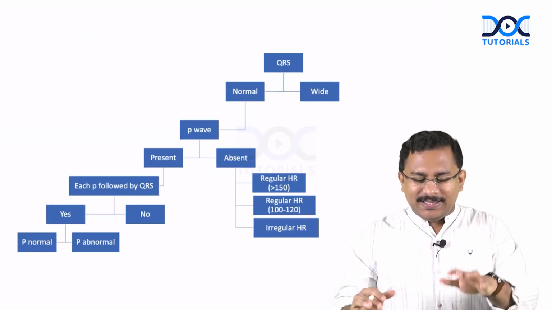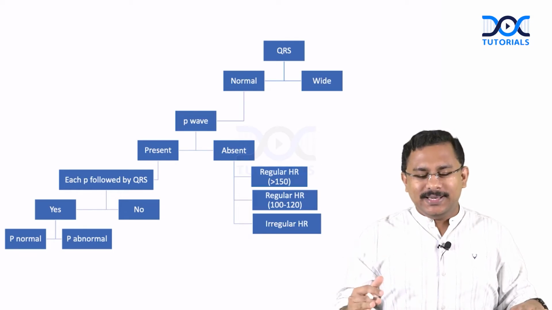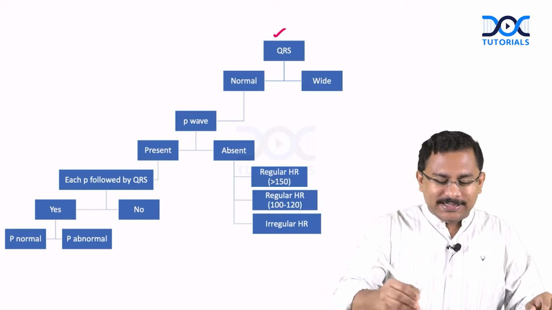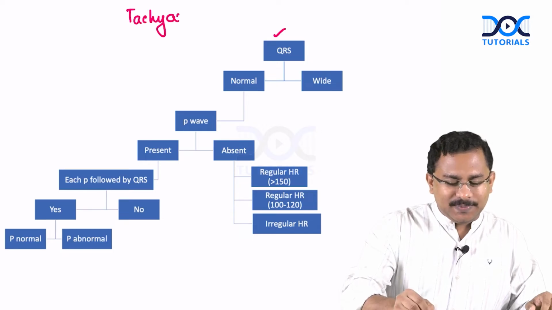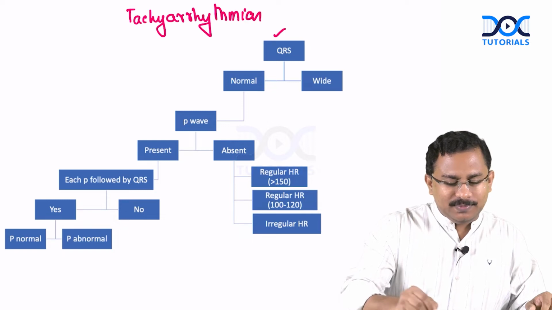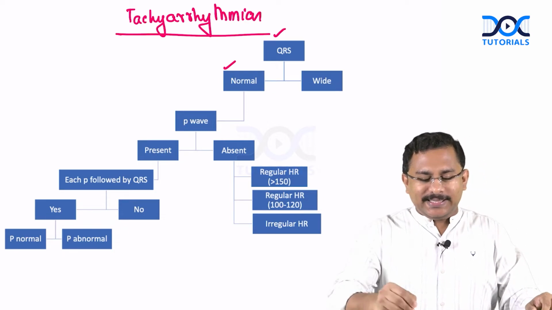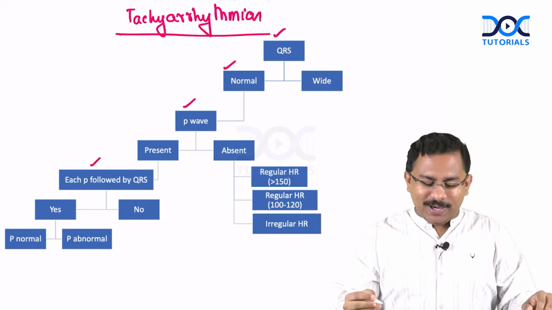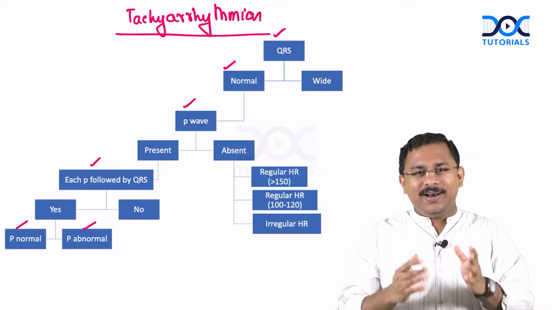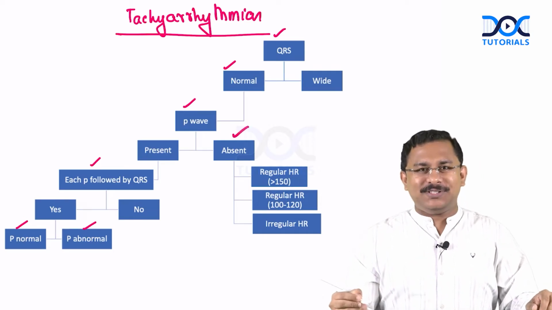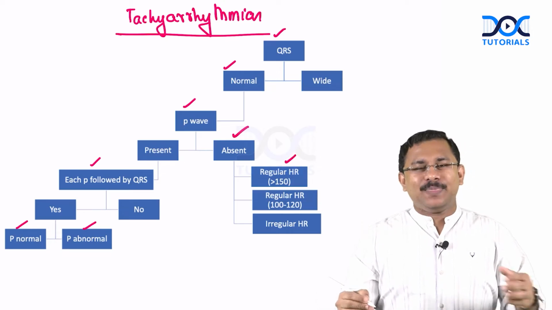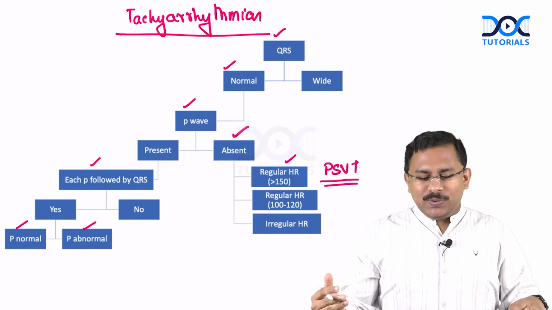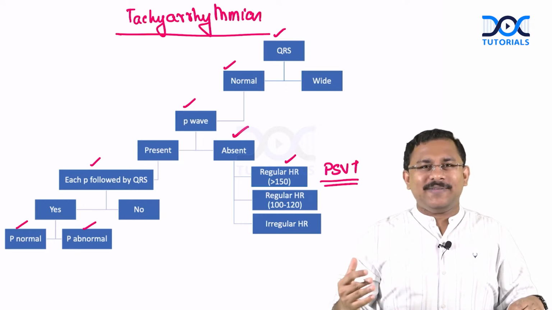All right, now this is a flow chart which I commonly teach the students in my lectures about the approach to tachyarrhythmias, looking at the QRS, whether it is normal or wide. And in this case, QRS is normal. Next thing you have got to look at is the P wave, whether it is present or absent. If it is present, you have got to see whether each P is followed by QRS, yes or no. And if it is yes, is the P normal or abnormal? But here you can see that the P wave is absent and the patient is having a regular heart rate above 150. And in this flow chart, this is PSVT, as I have taught you in my lectures. So this one is a straightforward case of a paroxysmal supraventricular tachycardia.